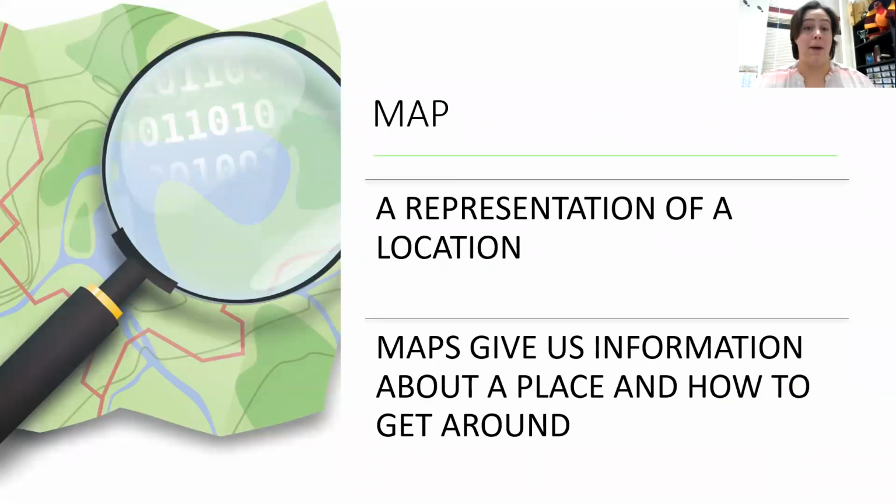The definition of a map is basically a representation of a specific location. So Texas is located in the United States, but where exactly in the United States? That is where a map becomes handy, because a map gives us information about a place and how to get around. So it's really important that we learn this skill so that it will help us find where your house is from the school, or where your house is to your grandparents' house or your friend's house. So these are important skills that we need to know.